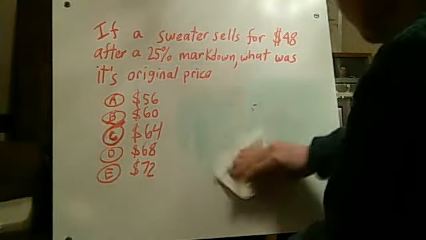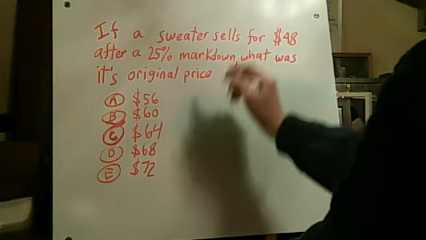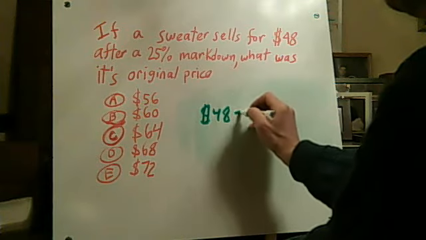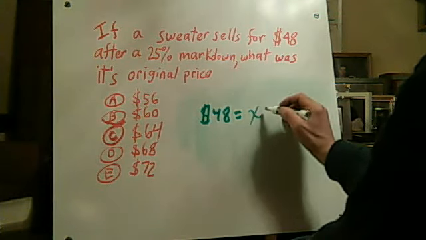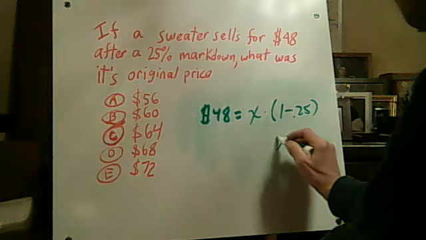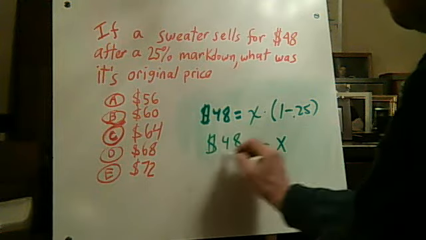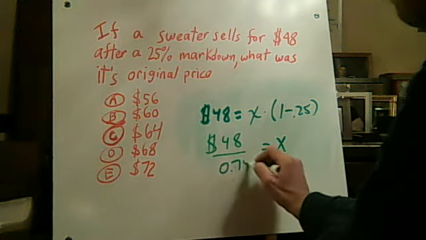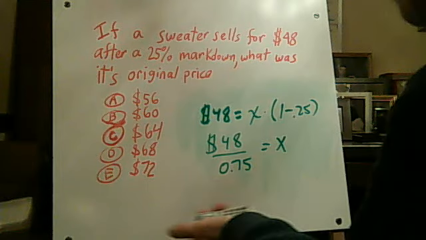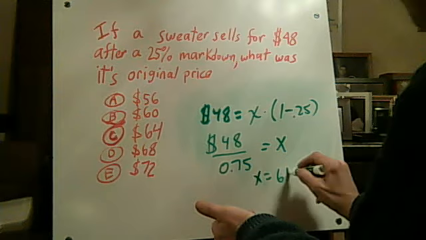And here's this problem. If a sweater sells for $48 after a 25% markdown, what was its original price? Okay, so a sweater sells for $48. So $48 is equal to the original price of the sweater times the markdown, the 25% markdown, or 1 minus 0.25. That's the 0.75 that I was talking about. So x is equal to $48 divided by 0.75. Now in this case, because it's a test problem, it can't come out too complicated, because it's got to be one of these 5 answers. X equals 64, and that's answer C.